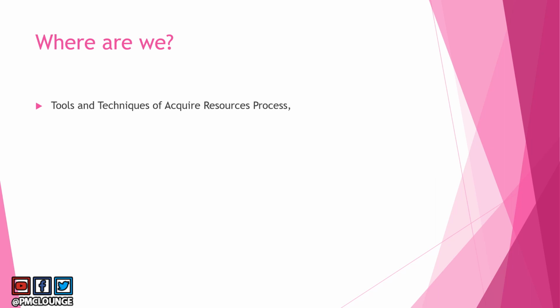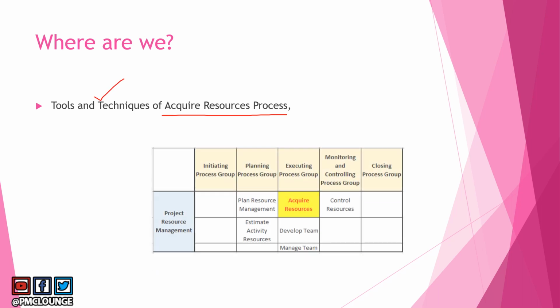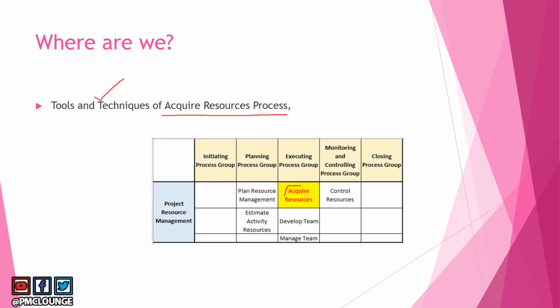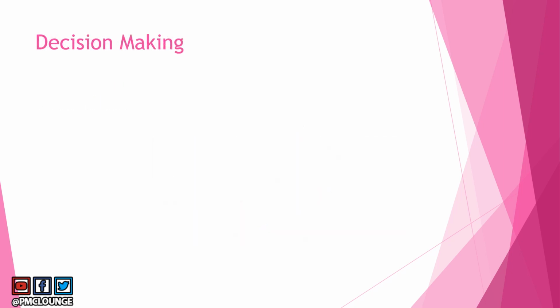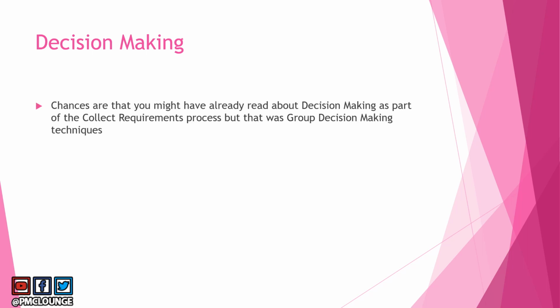So where are we? I told you that decision making pertains to the acquire resources process, and this is actually one of the tools and techniques of this process. Acquire resources, this is where the process lies: executing process group, resource management knowledge area. One of the tools and techniques of this process is decision making. So, what is decision making?